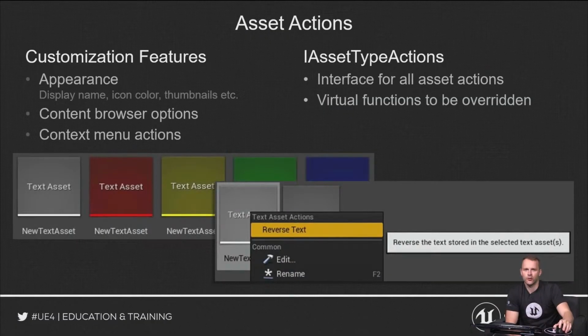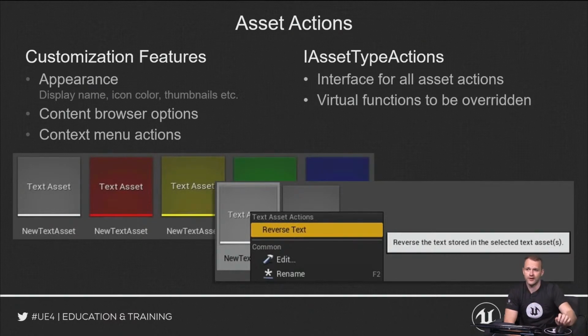In the previous video, we've looked at how to create new content asset types and also how to give users a way to create instances of those asset types with asset factories. In this video, let's go over how we can customize the look and feel of our new asset. And there are many different ways to change the appearance of our text asset types.